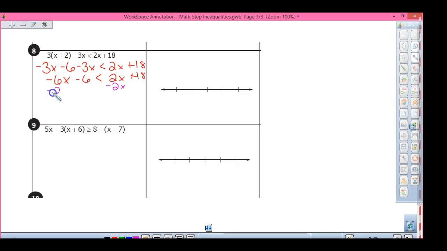We can subtract our 2x over there. Negative 8x minus 6 is less than 18. Then I have to do what? Add 6. So negative 8x is less than 24. So what am I dividing by? Dividing by a negative 8. So I have x is greater than negative 3. So open or closed at negative 3? Open at negative 3, shaded to the right. Do that.